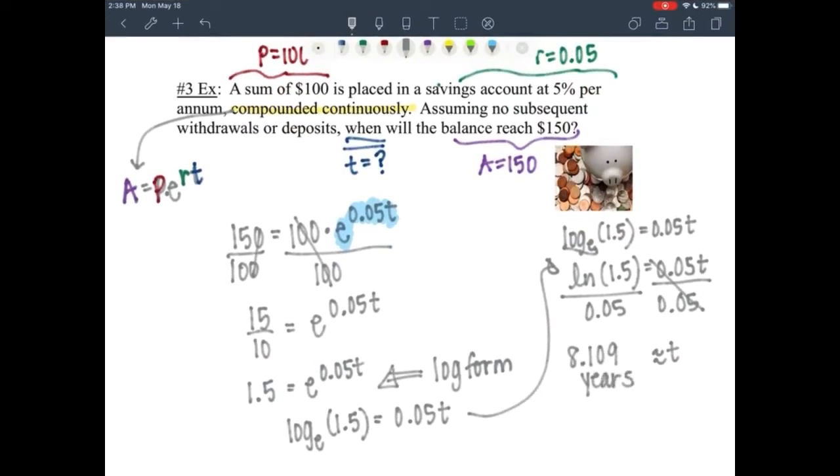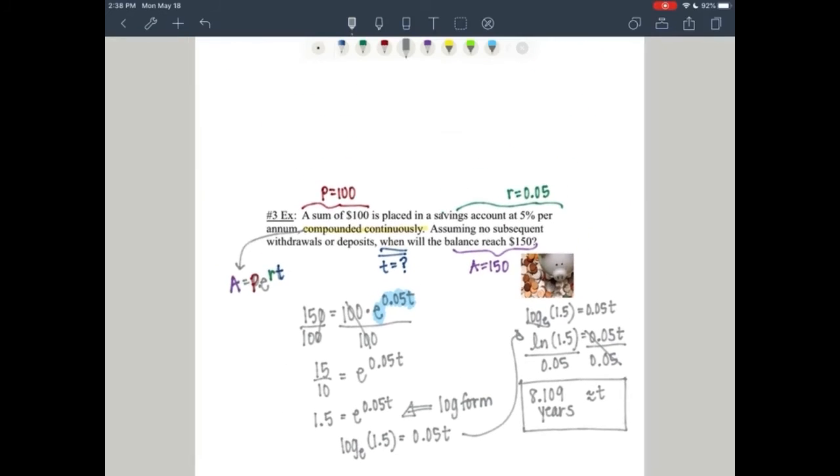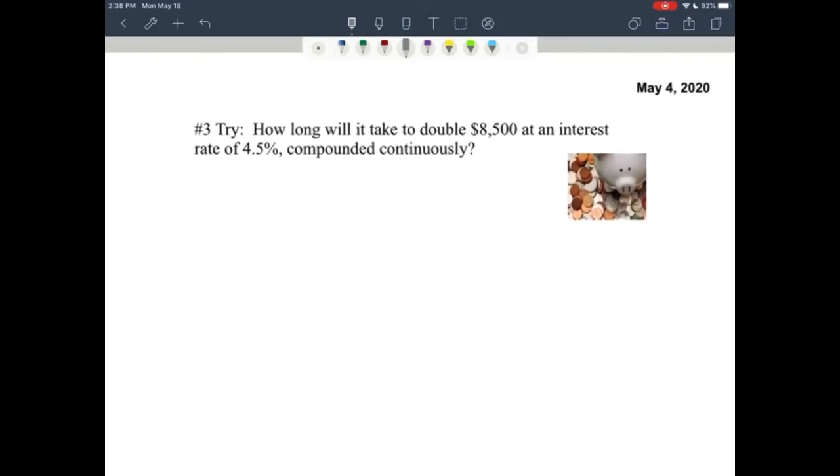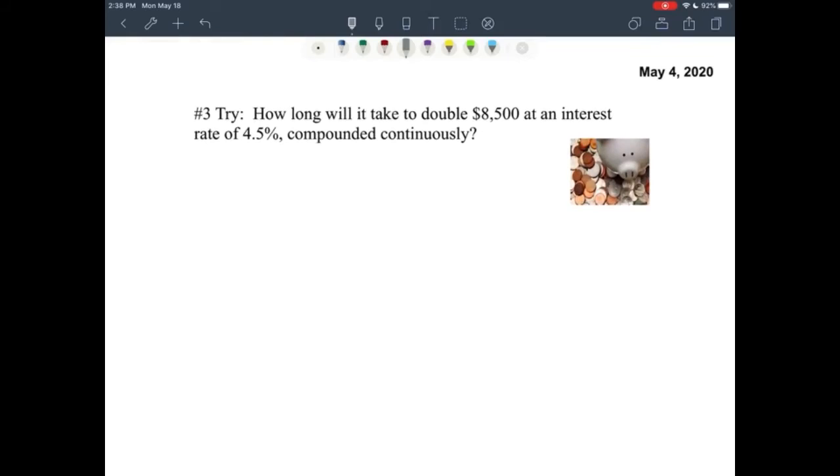Now, how did we know this was years? Because when we're talking about money and these compound interest formulas, time is always in years. Okay, we have one last try. How long will it take to double 8,500 at an interest rate of 4.5% compounded continuously? See if you can try that one, and then come on back for the answer. So make sure you're pressing pause.